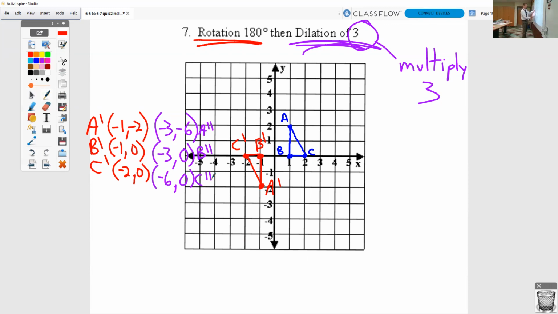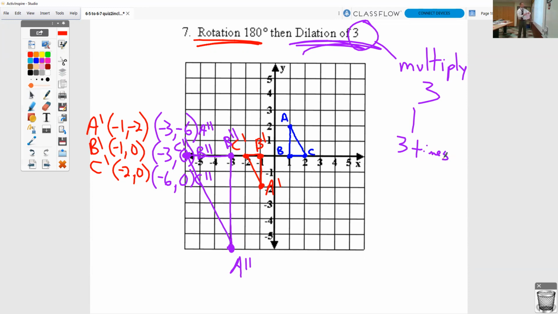Over to -3, down to -6. This is my new A double prime. -3, 0. This is going to be my new B double prime. And -6, 0. Unfortunately, I sort of wrote in it, but it's right here. This is my new C double prime. Connect the dots, and you end up with the bigger shape. Notice that it is 3 times the size. It's 3 times bigger.